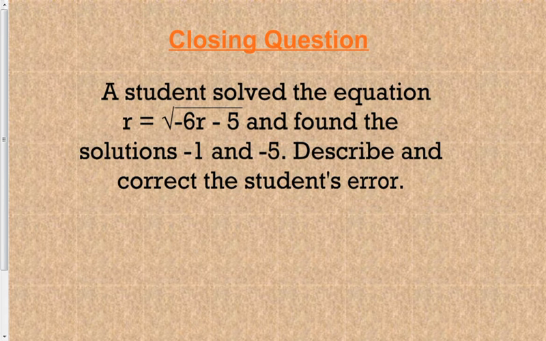But I'm going to leave you with one question at the end here. It says, a student solved the equation r equals square root of -6r minus 5 and found the solutions to be -1 and -5. Describe and correct the student's error. So go ahead and try that. And then revisit the goals.